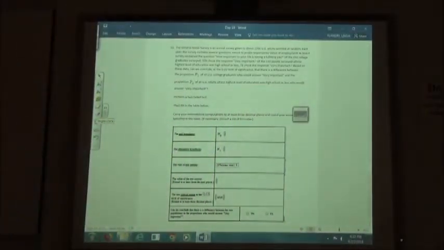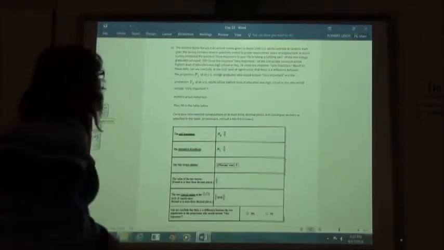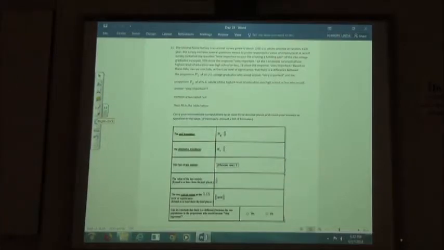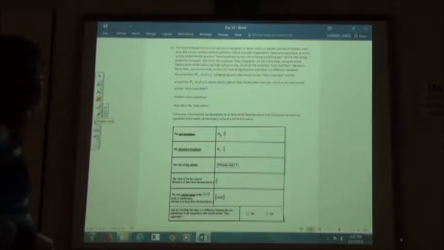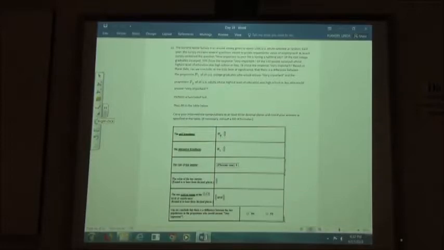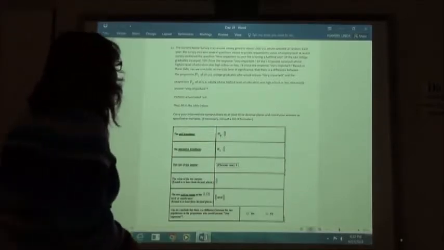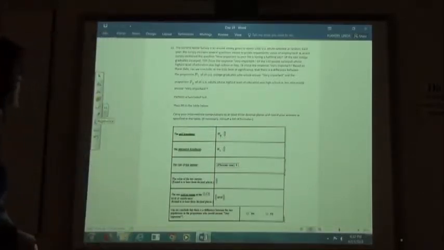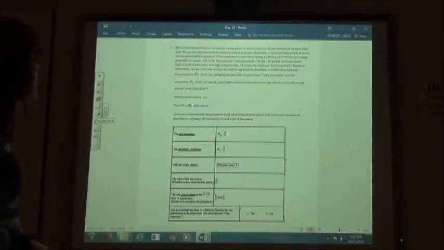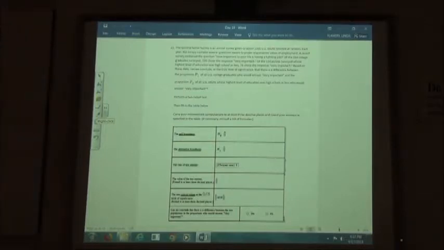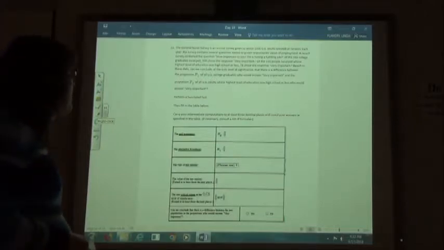Number 11. The General Social Survey is an annual survey given to about 1,500 U.S. adults selected at random. Each year the survey contains several questions meant to probe respondents' views of employment. A recent survey contained the question, how important to your life is having a fulfilling job? Of the 242 college graduates surveyed, 109 chose very important. Of the 133 people surveyed with the highest level of education of high school or less, 78 chose very important.